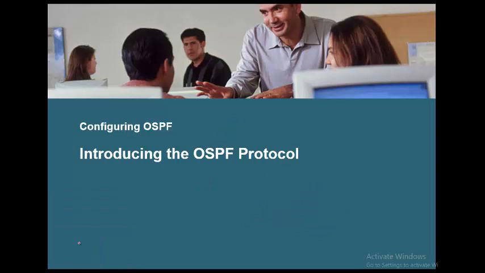OSPF is a routing protocol which uses SPF. IS-IS is also another routing protocol that uses SPF. Now, what is that open? Why is it called open? Open Shortest Path First.